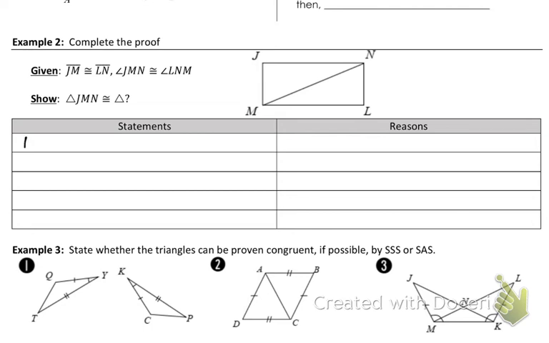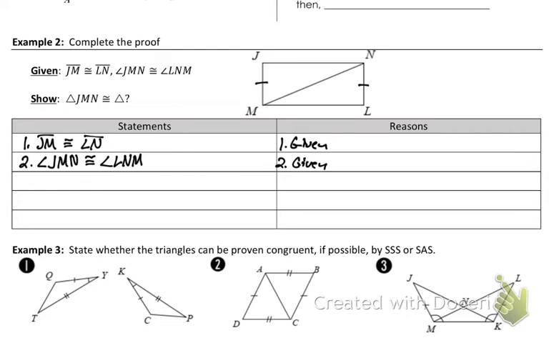So the first mark I'll make is, well, JM is in fact congruent to LN. So I should probably mark that up. JM is congruent to LN. That is a given. Then we talk about angles. So we have angle JMN is congruent to angle LNM. That is also given. Be careful on how you do these.